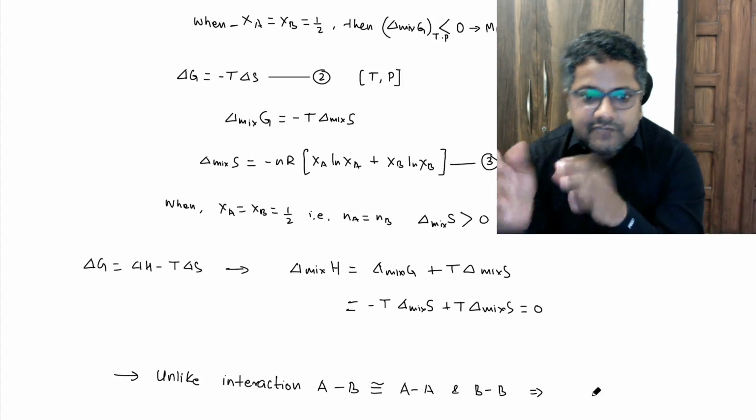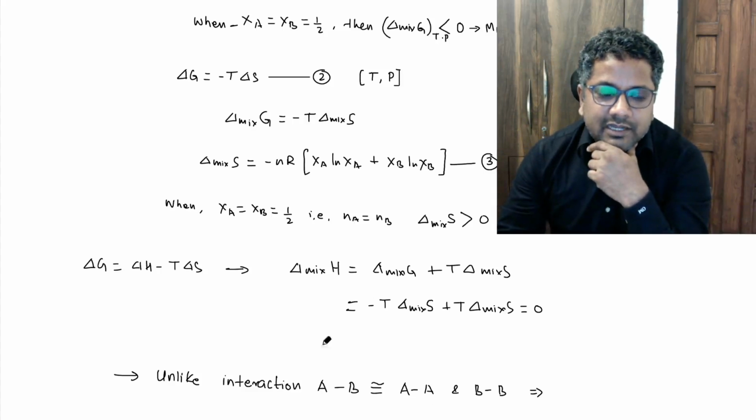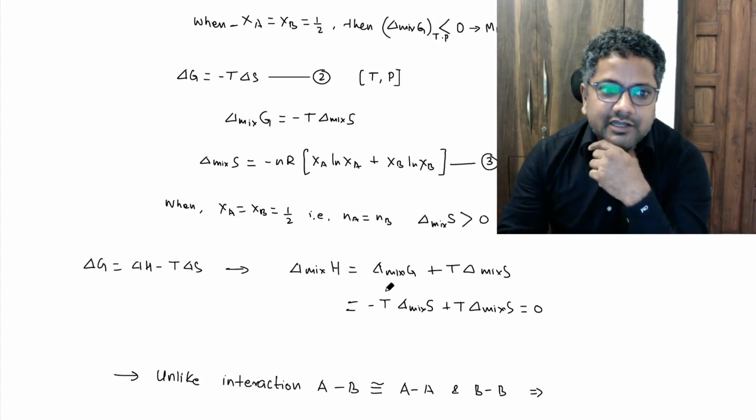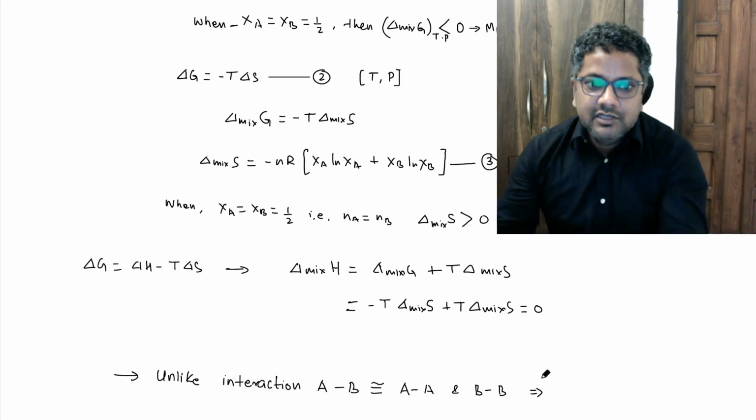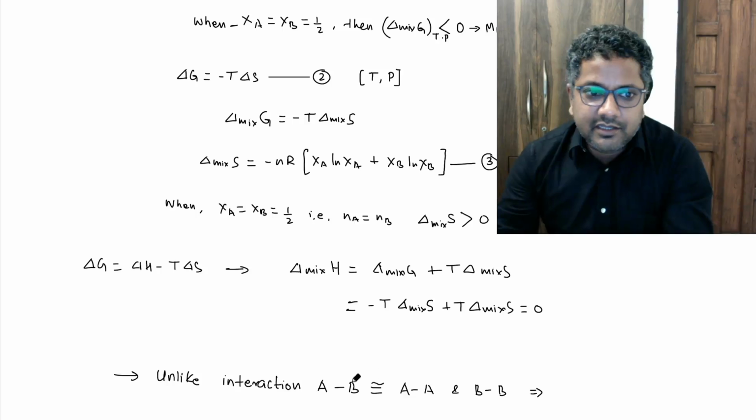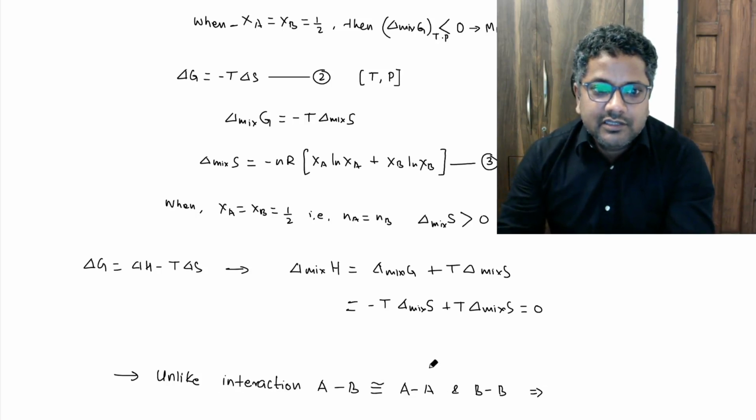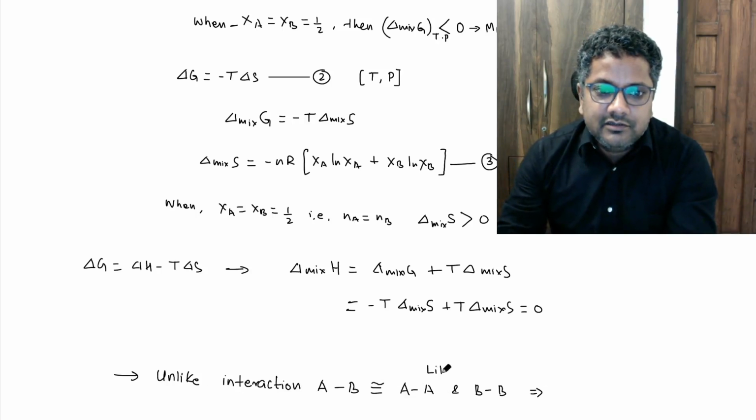So if they are the same, then this could be possible, and if this is possible, then delta H mixing is equal to 0. So there are two factors for this condition to be satisfied: the unlike interaction is equal to the like interaction.